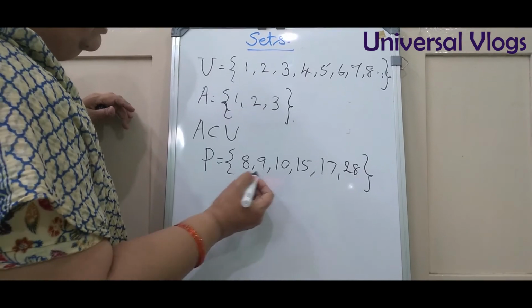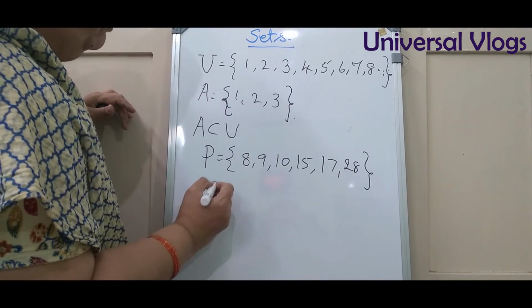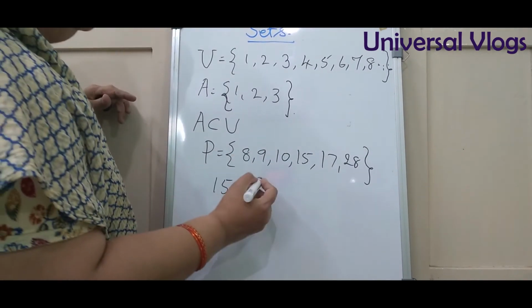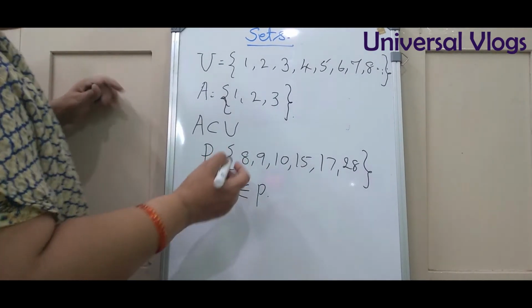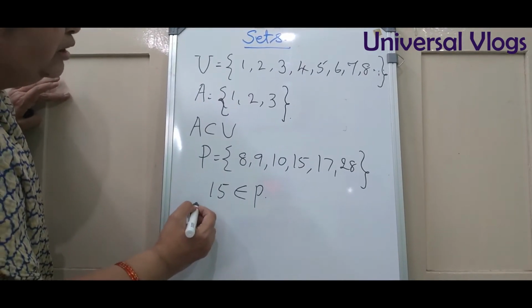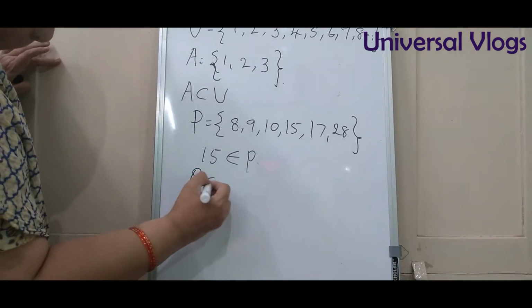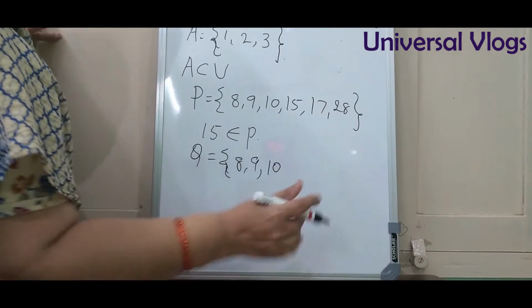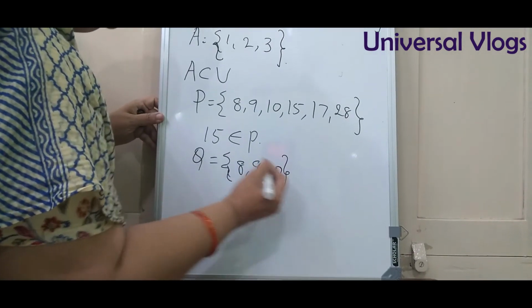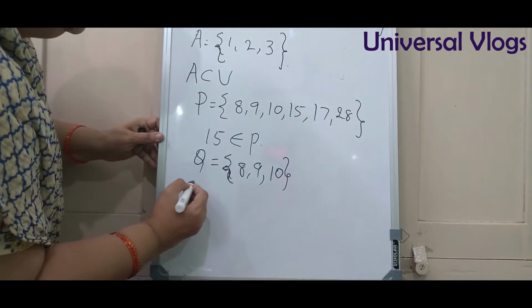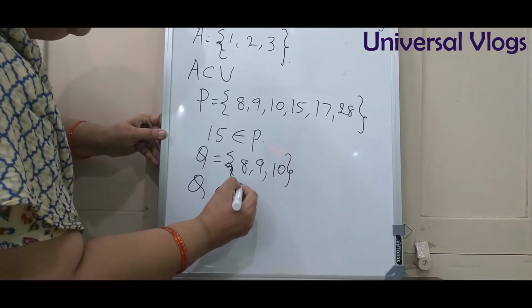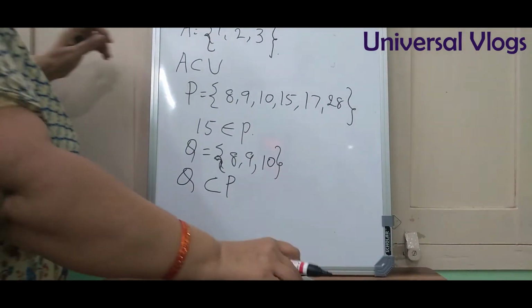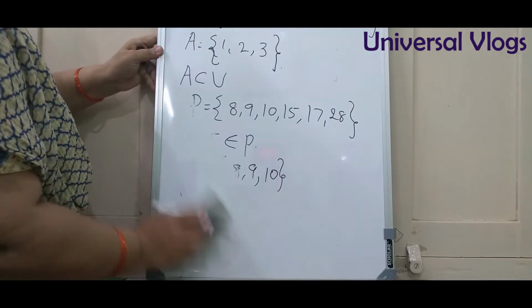So here, if I consider 15, 15 belongs to P. Just now I showed you the symbol for belongs to. And how can you frame a subset of this? See, Q is the subset. Say, for example, Q is equal to {8, 9, 10}. So Q is a subset of P. Like this we can go on mentioning the subsets for a particular set.